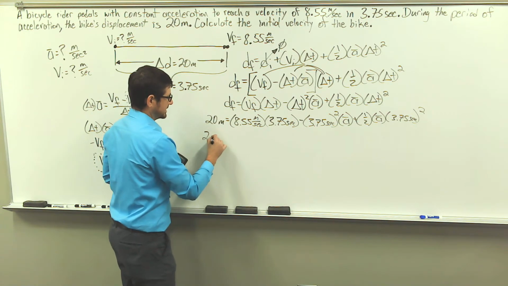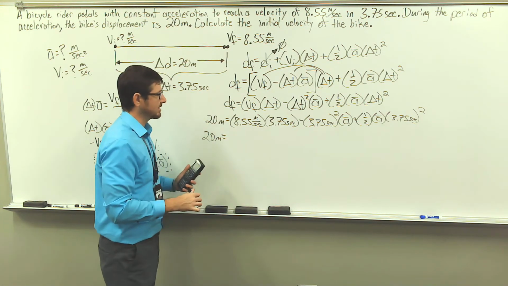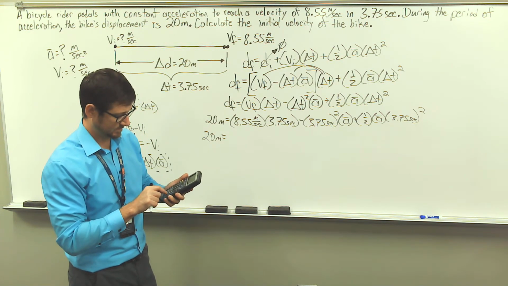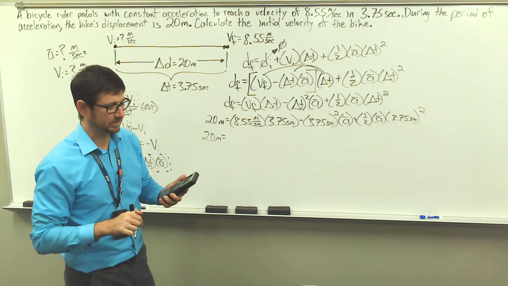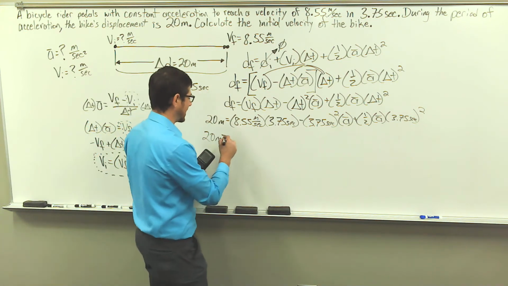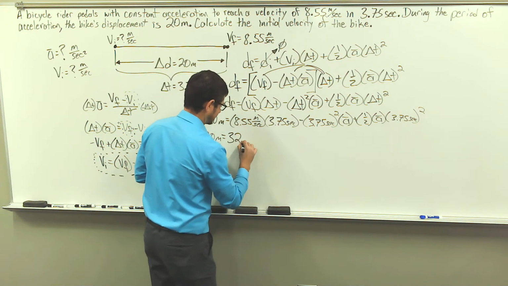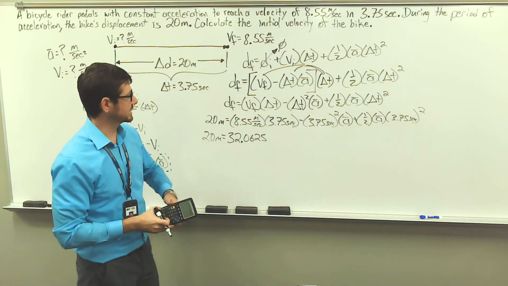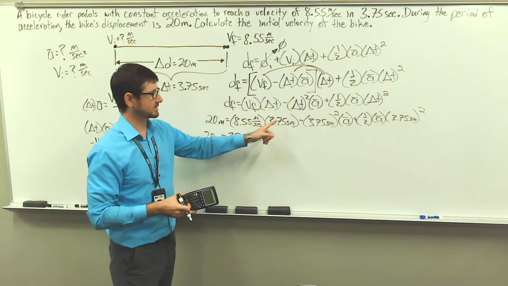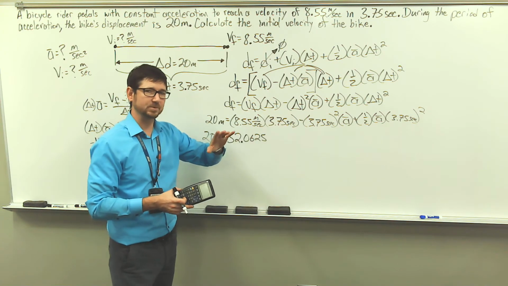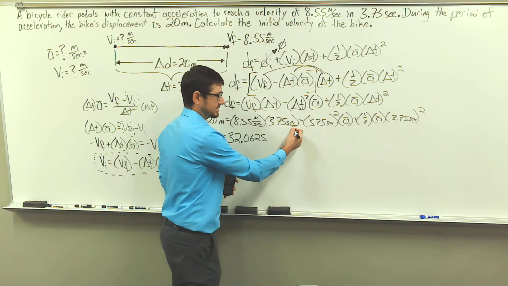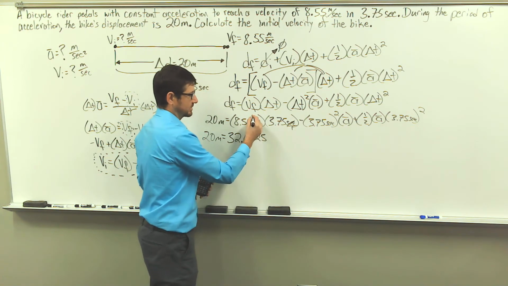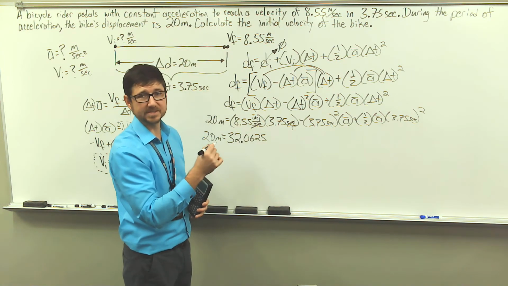So the product of these two values, 8.55 meters per second times 3.75 seconds, is going to give me 32.0625. Now let's take a look at the units. I have meters per second times seconds, and algebraically we can write this as seconds over 1. So the seconds cancel, leaving us with units of meters.